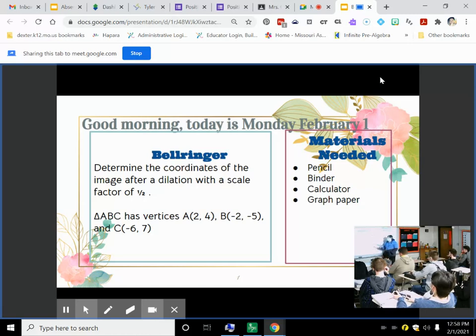It's a dilation factor of 0.5, which means it's going to shrink. So you just multiply 1/2 times each of these. 1/2 times 2 is 1, and you go all the way along. So A prime will be (1, 2). B prime is going to be (-1, -2.5). And C prime is going to be (-3, 3.5).